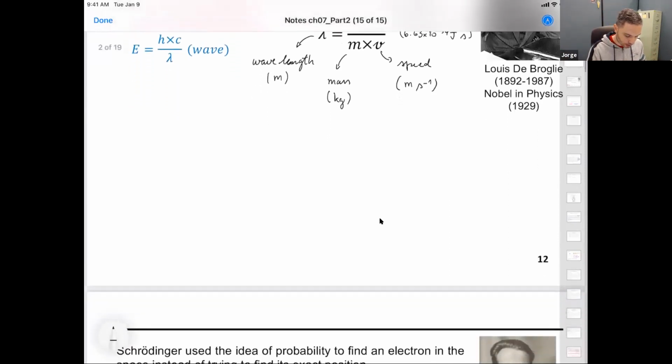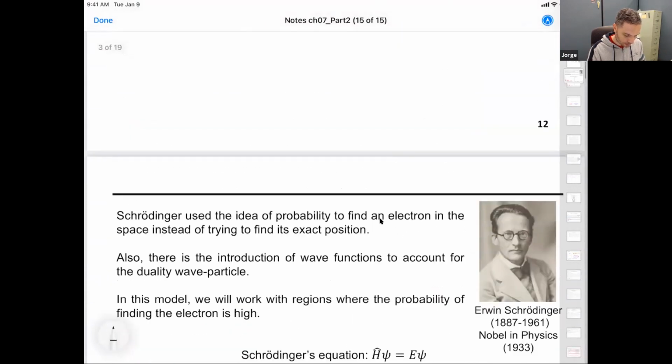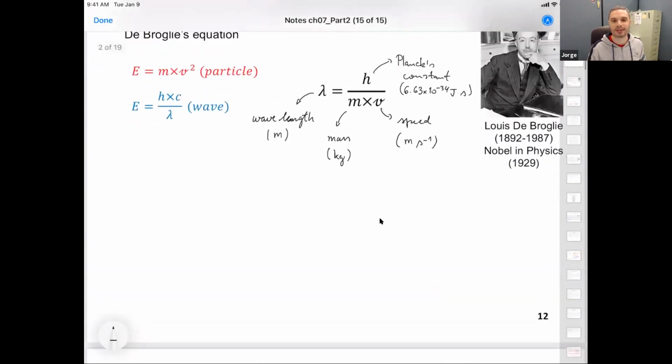And that's where I want to start introducing the next atomic model, which is the Schrödinger atomic model. Okay.